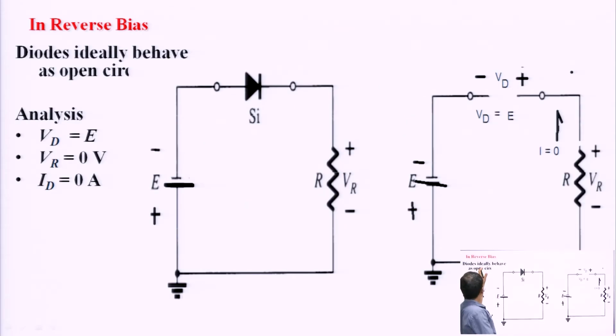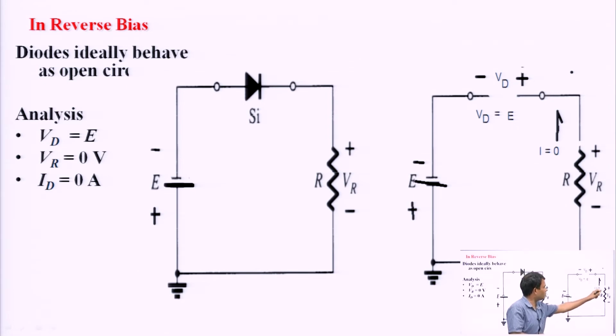Now, this is the circuit where the battery is reversed. First of all, we should observe whether the diode is in forward bias or reverse bias. All of you will observe that the diode here is in reverse bias. Since it is in reverse bias, it becomes open circuited. This means the current flowing through the diode is 0.